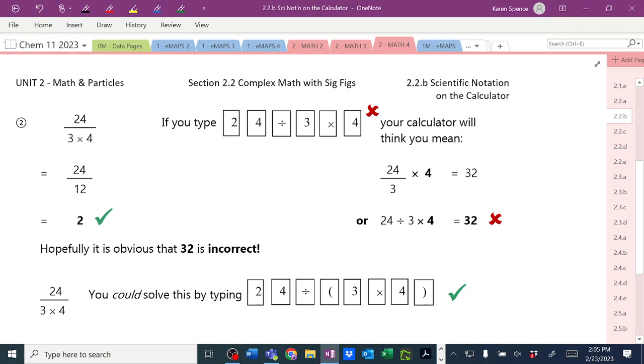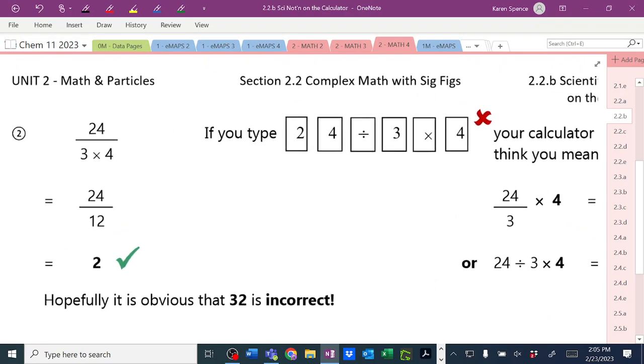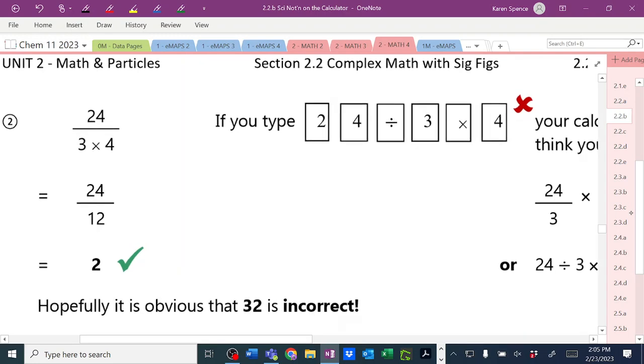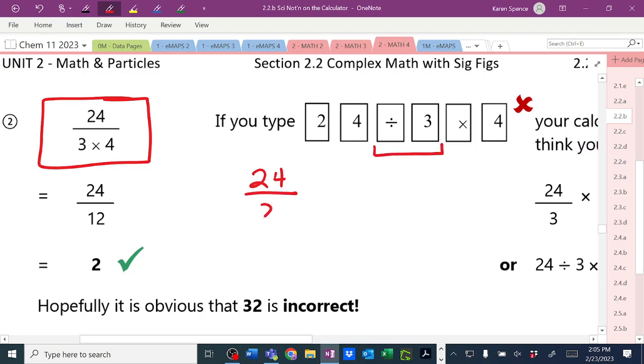Also remembering, next page on your calculator, if you type 24 and you want 24 divided by 3 times 4, if you type 24 divided by 3, it'll go divided by 3. Okay, so far so good. Whoops, except I wrote 2. I meant to write 3. 24 divided by 3. But what will it think when I type times 4? It thinks I'm multiplying by 4. And are these two the same? Not the same.